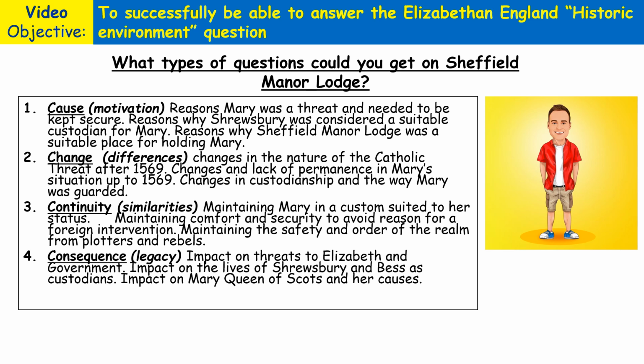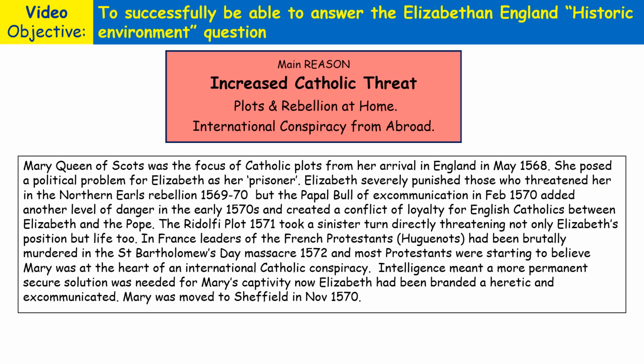Let's now have a look at a couple of exemplar paragraphs that you might want to take pieces out of. You might want to look for evidence that you can potentially use in your Sheffield Manor Lodge answer. So let's have a look. So you might, for example, in your answer to the historic environment question, reference an increased Catholic threat to Elizabeth concerning both domestic plots and rebellions, but also the growing international threat from abroad, so from Spain predominantly, for example. So here's our exemplar paragraph.